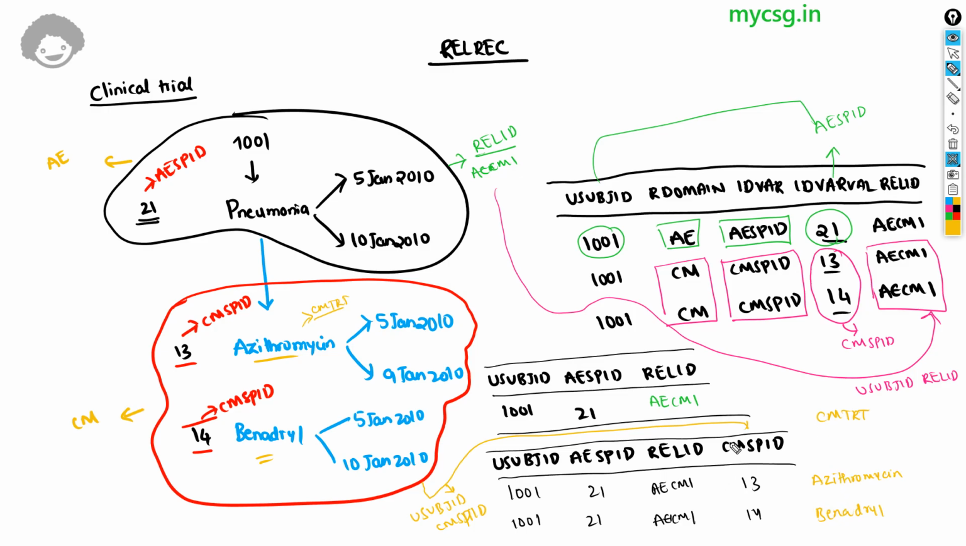So the three-step process is: fetch the associated RELID for each AESPID, then fetch the CMSPIDs associated with that RELID, and then fetch the treatments associated with the CMSPID by merging it to the CM dataset. So this is how we can create RELREC and reuse RELREC in our day-to-day programming activities.